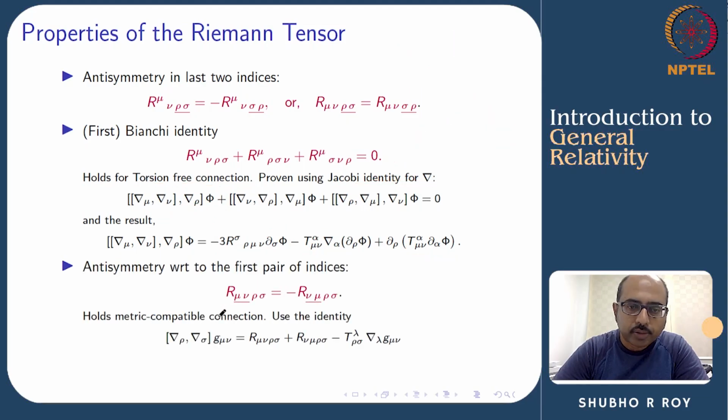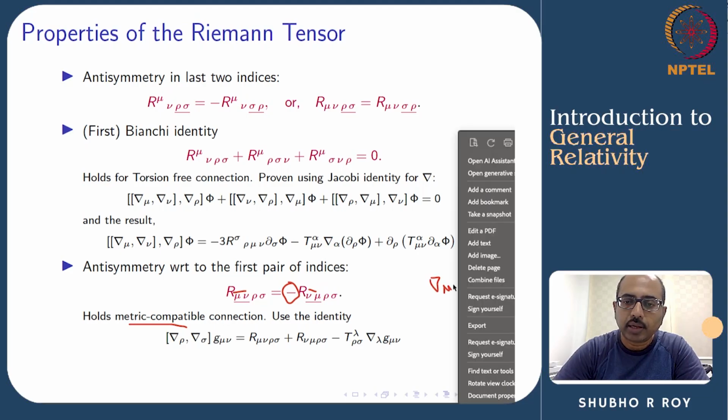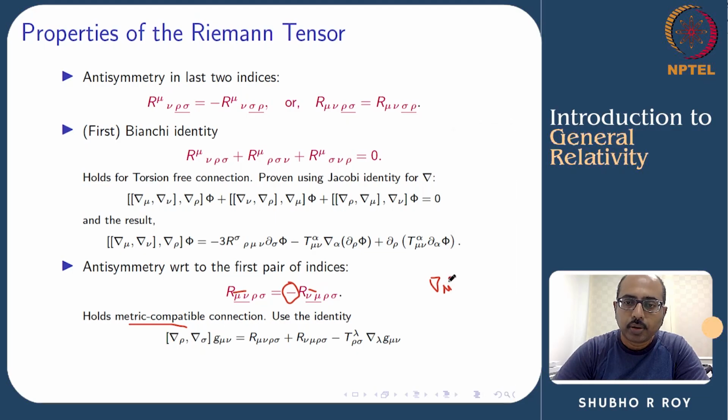And then the third anti-symmetric property is that the Riemann tensor is anti-symmetric under swap of the first two indices. Here, for mu nu, I went to nu mu on the right hand side, and as a result, I picked up a sign. Now this holds not for a general connection, but for a metric compatible connection, that is, a connection for which the metric is covariantly constant. Remember, the metric compatible condition is something like del mu of G equals 0. Only for a metric compatible connection.